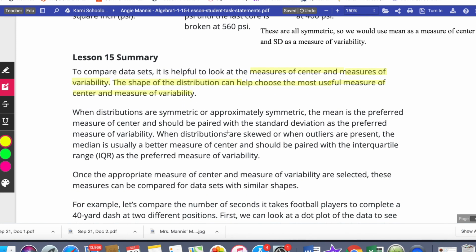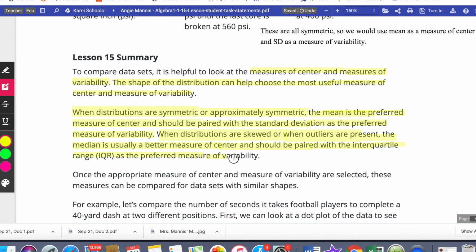Okay, when distributions are symmetric, so this is important, or approximately symmetric, the mean is going to be the preferred measure of center. And then if you use the mean, you're going to pair it with standard deviation as the preferred measure of variability. When the distributions are skewed or when outliers are present, the median is usually a better measure of center, and you pair that with IQR, interquartile range, as the preferred measure of variability.